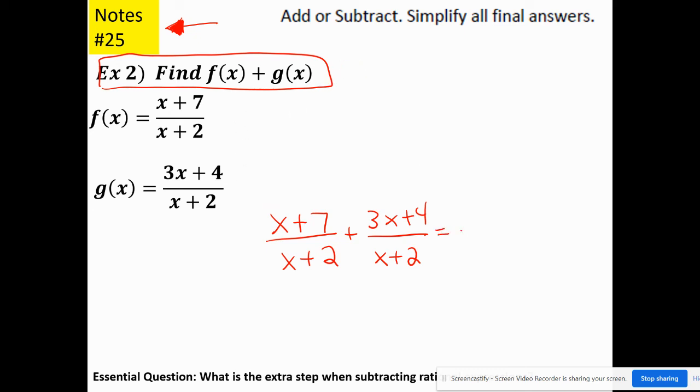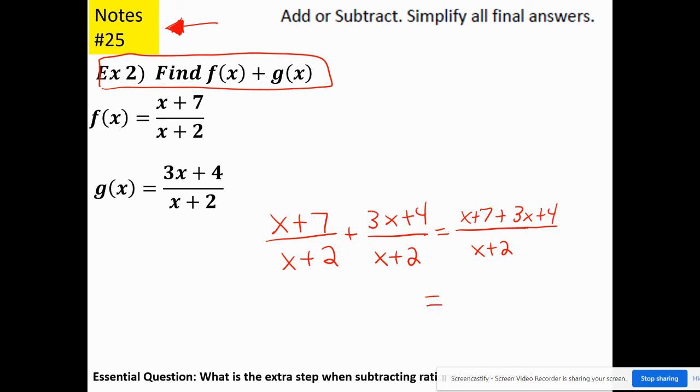So let's do the problem. Check your bottoms, the denominators. Same. Now let's add up the top. x plus 7, we write this, then the plus sign, then this part, 3x plus 4. Isn't that easy? It's easy.